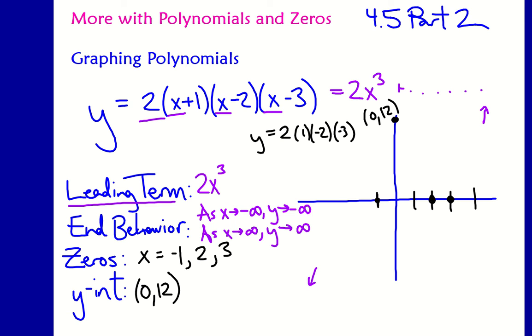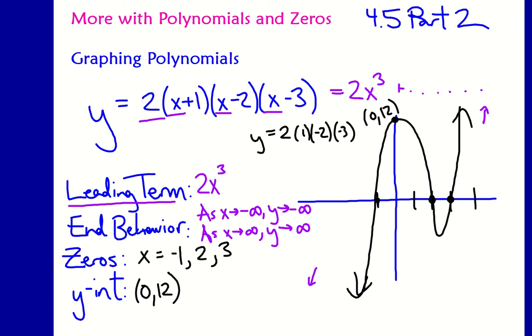And then from that, we can kind of just piece in the graph. So just using some good guesses, I know it's got to be up to the right. So look at that. If I swoop through all those zeros and I go to the y-intercept of 0, 12, more or less, that's going to give me an okay sketch of what that polynomial looks like, which is pretty amazing that we can do that without any calculator at all.